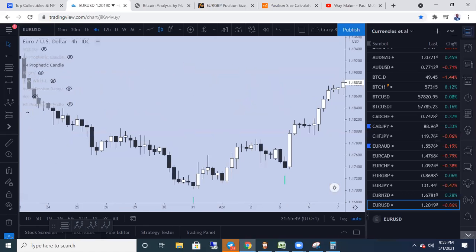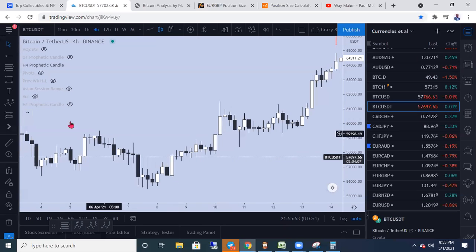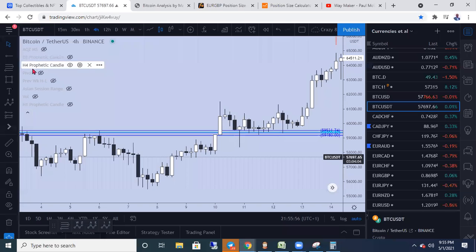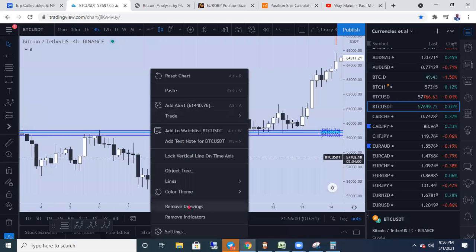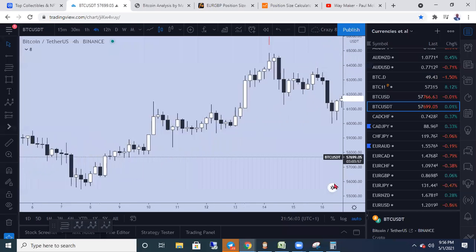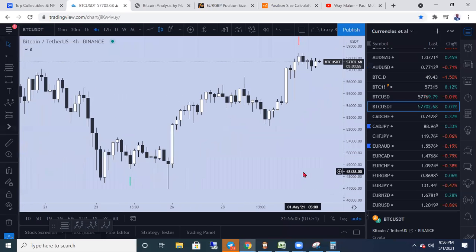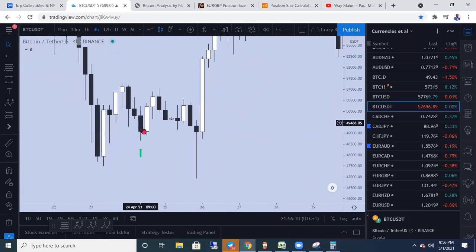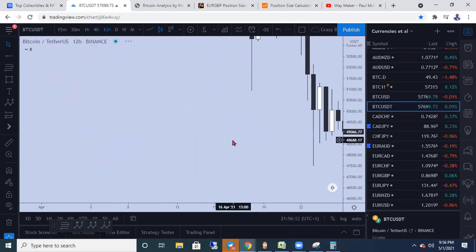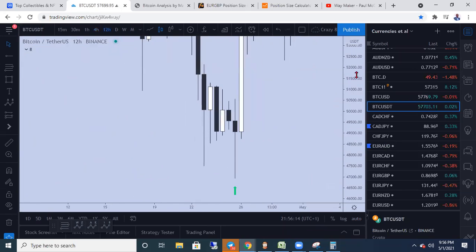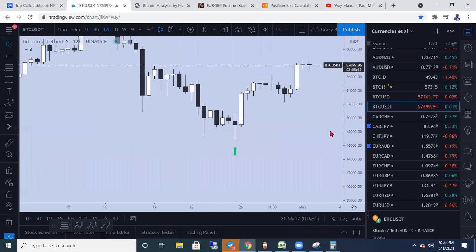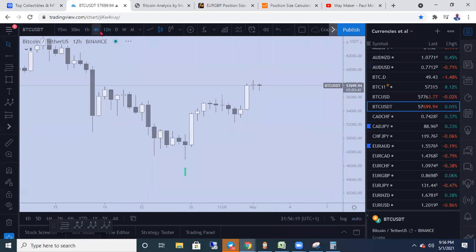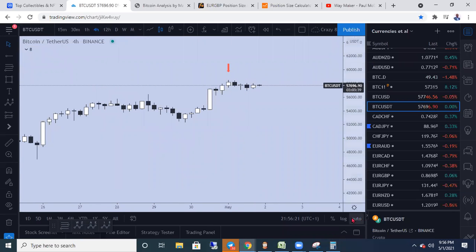Let's look for another pair, maybe a GBP pair or something. Oh, let's trade Bitcoin. Sweet. Let's look at Bitcoin. H4. All right. So here we have a bullish H4. I love trading those things on 12 hours, but let's use H4, no problem.